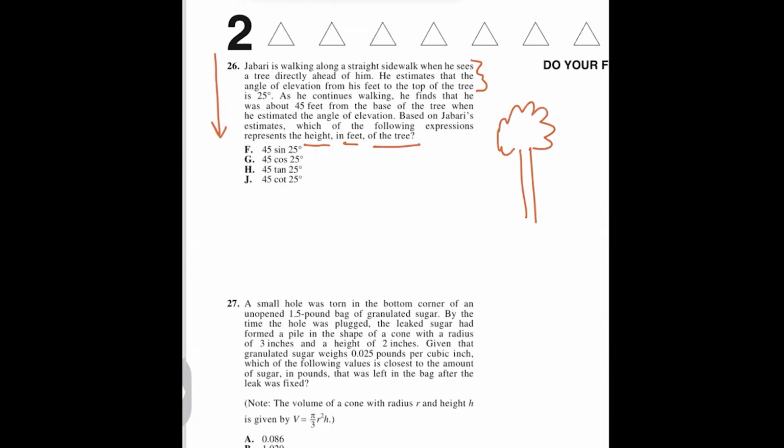So we've got a tree. It's obviously a terribly drawn tree. And he is walking, and then he sees a tree directly ahead of him. Here's our friend here. He estimates the elevation is 25, so you can tell we're working on a triangle. And then as he continues walking, he finds that it's about 45 feet from the base. And now he wants to estimate the height of the tree.